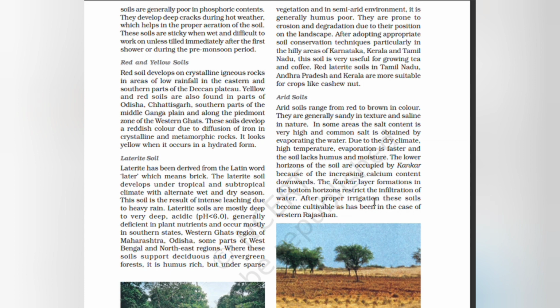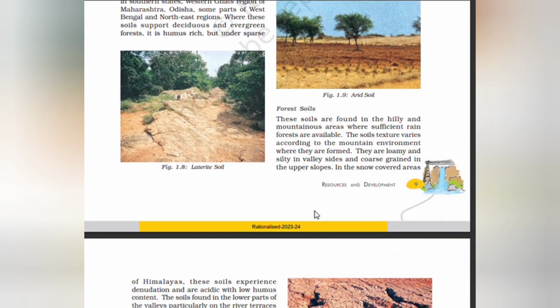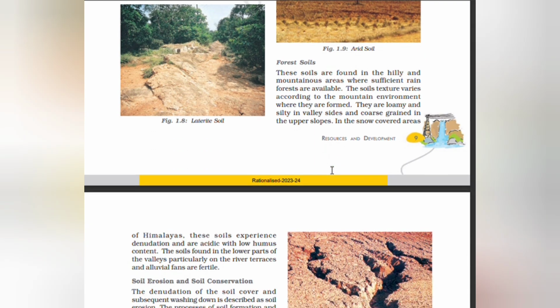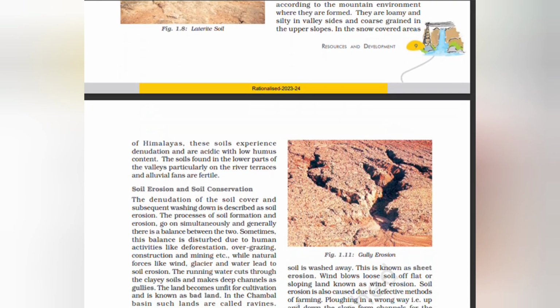Kankar layer formation in the bottom horizon restricts the infiltration of water. After proper irrigation, the soils become cultivable, as has been the case in western Rajasthan. Forest soils. Forest soils are found in the hilly and mountainous areas where sufficient rainforests are available. Soil texture varies according to the mountain environment where they are formed. They are loamy and silty in valleys, sides, and coarse-grained in the upper slopes.